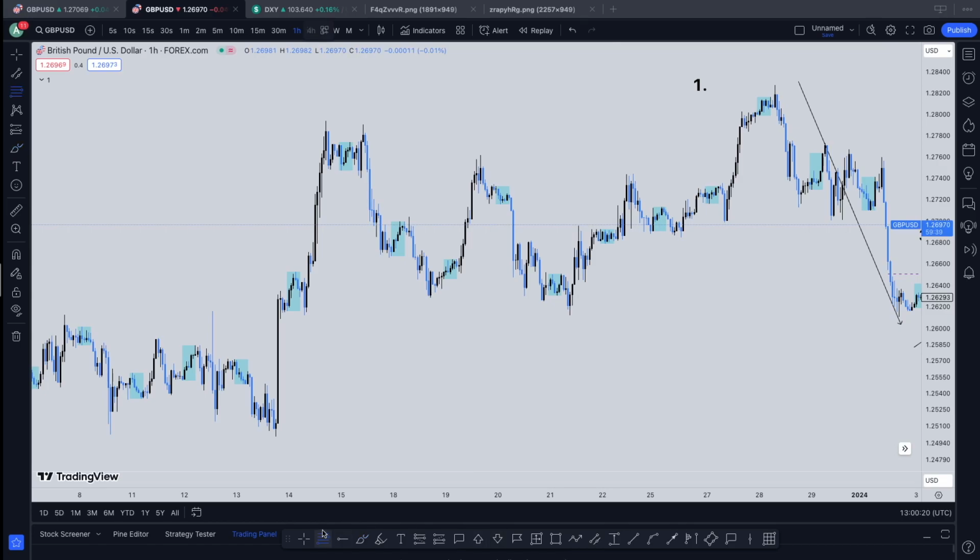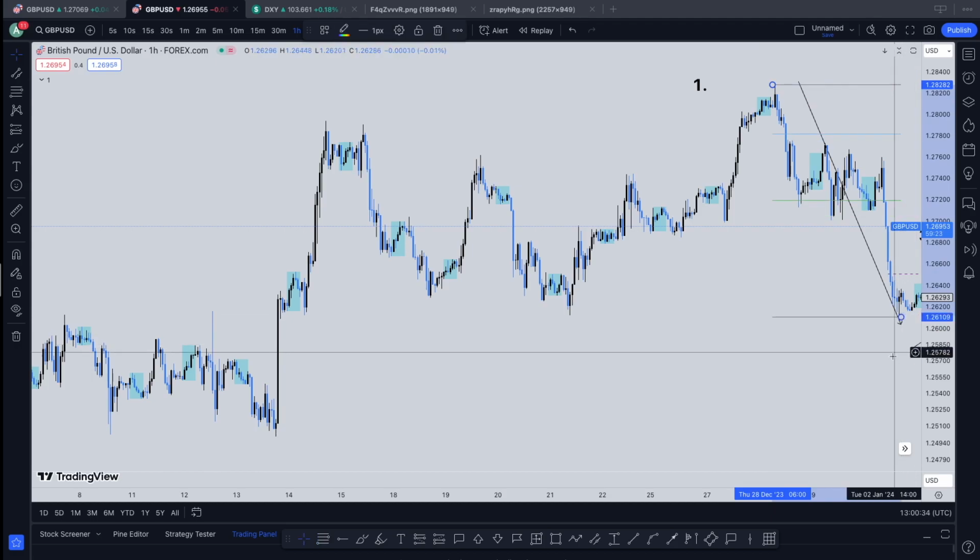From this swing high, we can see that price, if we follow it down, has broken this low. This wick here has broken lower than this low, therefore price has shown us a shift. Now step 1 is to identify that and draw a fib from the high to the low of that range.